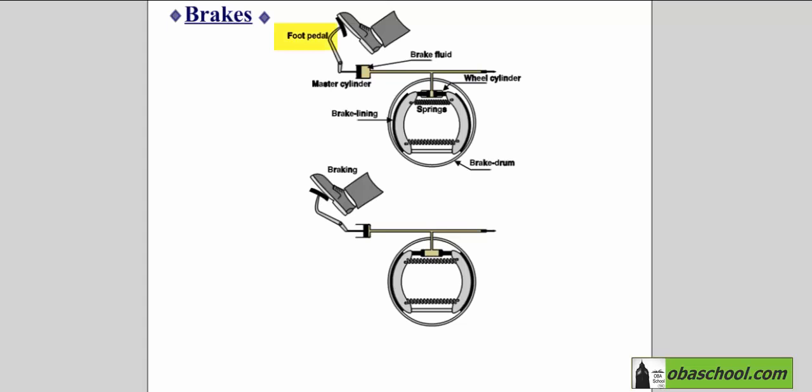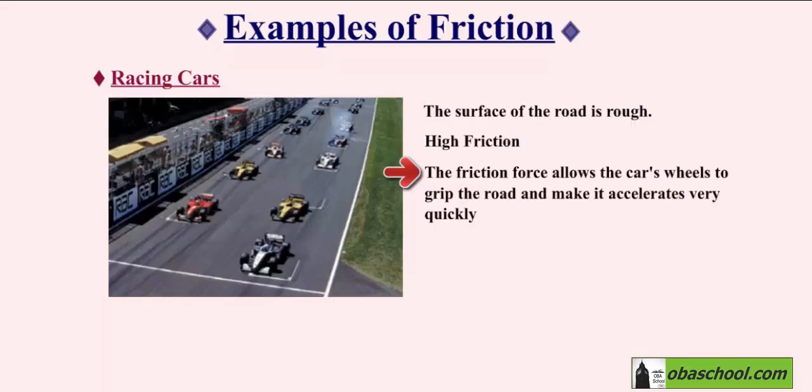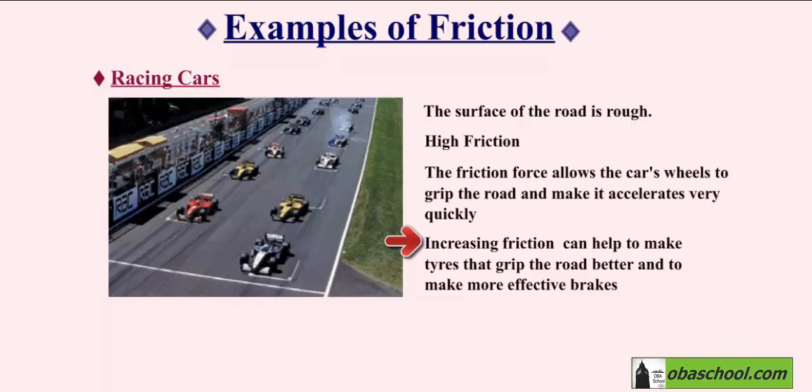When you press the pedal, the brake fluid is compressed, pushing the wheel cylinder and consequently expanding the springs. In this way, the brake shoes are pressed and the brake lining also. In this way, they press on the brake drum that in turn stops the wheel from moving. The friction force allows the car's wheels to grip the road and make it accelerate very quickly. Increasing friction can help to make tires that grip the road better and to make more effective brakes.